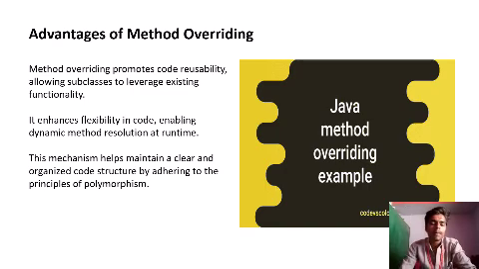Advantages of method overriding. Method overriding promotes code reusability, allowing subclasses to leverage existing functionality. It enhances flexibility in code, enabling dynamic method resolution at runtime. This mechanism helps maintain a clear and organized code structure by adhering to the principles of polymorphism.